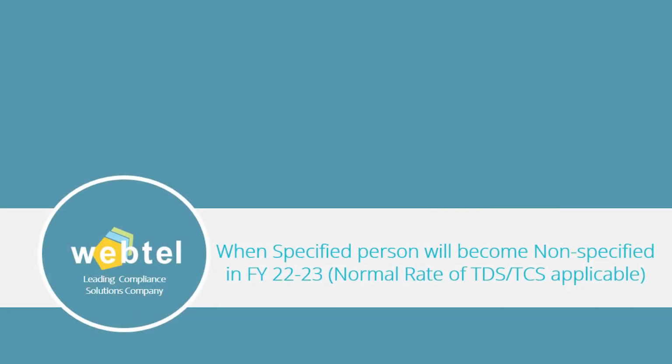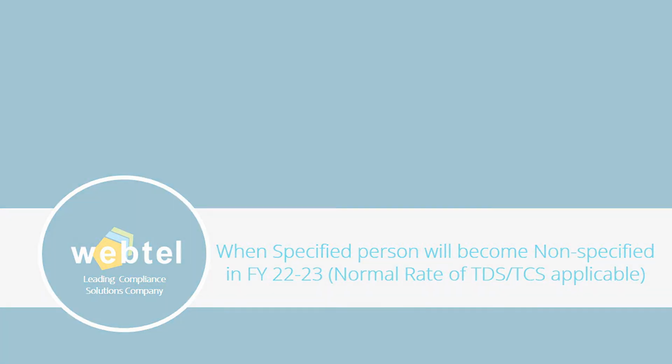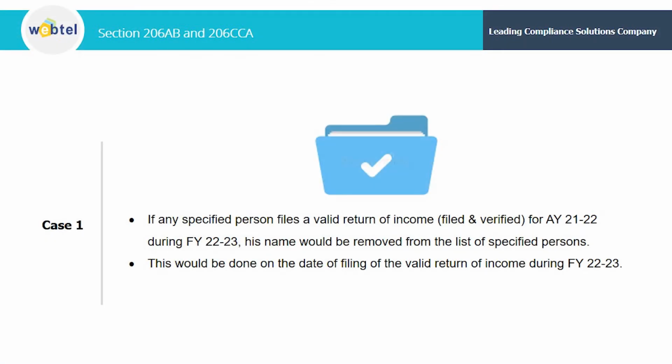Now the question will arise when the specified person will become a non-specified person during this financial year. That is when the normal rate of TDS or TCS will be applicable. So the first case will be the filing of a valid ITR, that is filing and verification of the same for assessment year 21-22 during financial year 22-23. Removal from the list of specified persons will be done on the date of filing of the valid ITR during financial year 22-23.